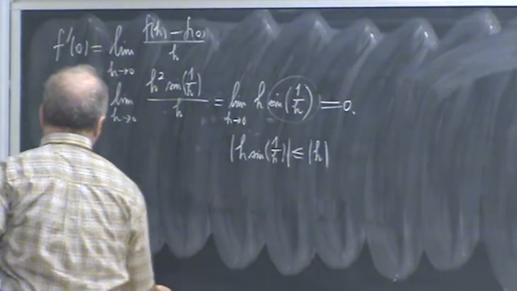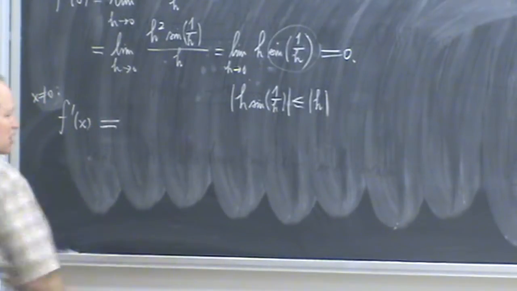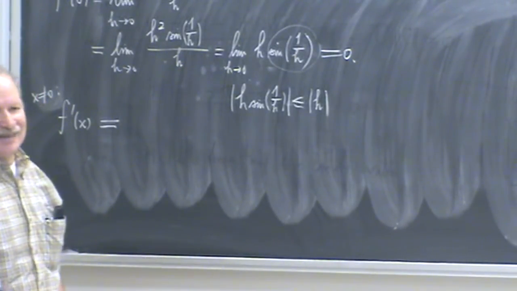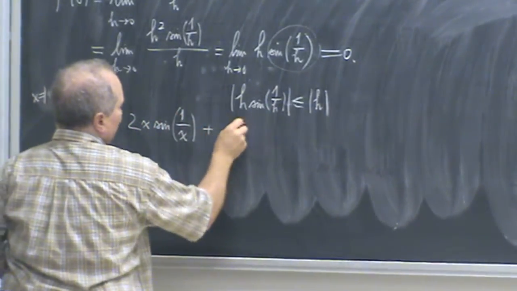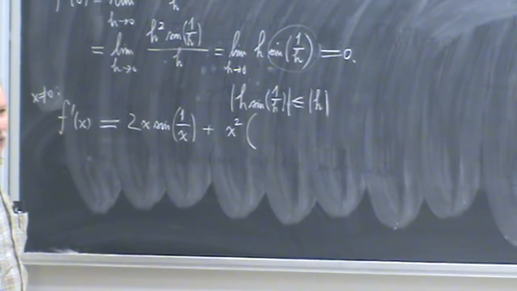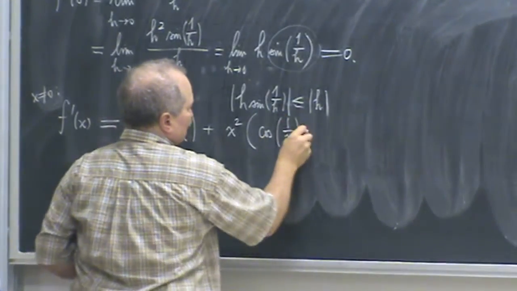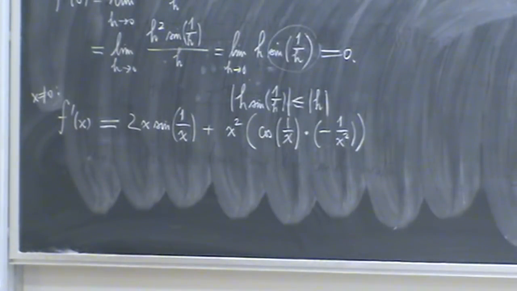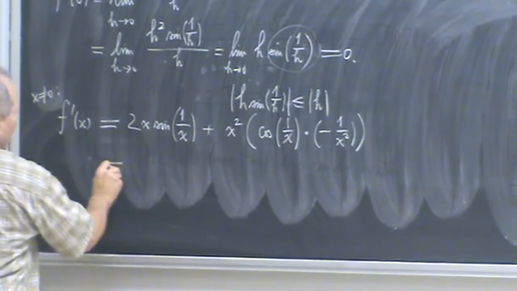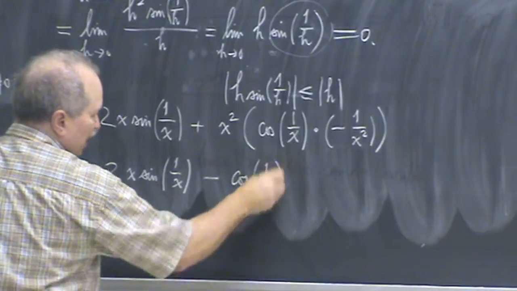All right, but now you guys are good at calculus. When x isn't 0, tell me the derivative of that formula. 2x sine of 1 over x plus x squared, product rule, times the derivative of sine of 1 over x. Cosine of 1 over x times minus 1 over x squared. Uh-oh, we had to use the chain rule too. So what have I got? 2x sine of 1 over x minus cosine of 1 over x. The x squareds cancel, right?